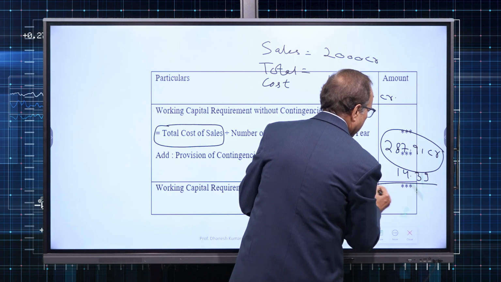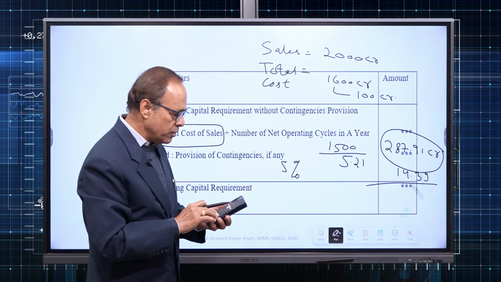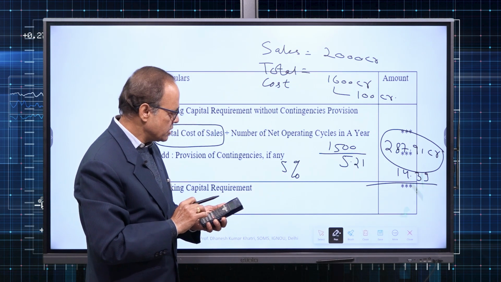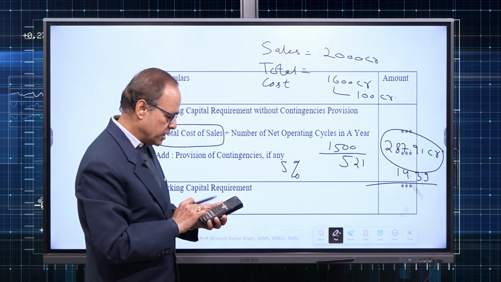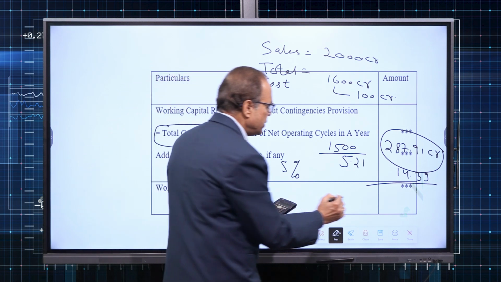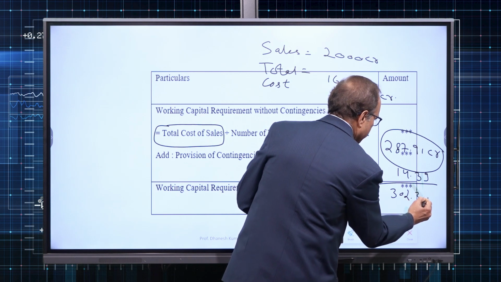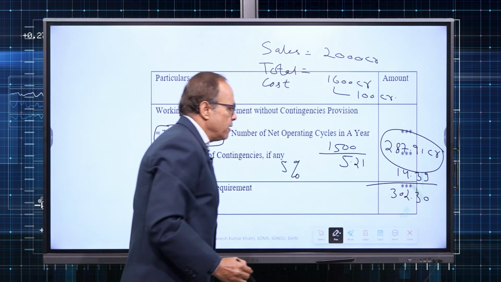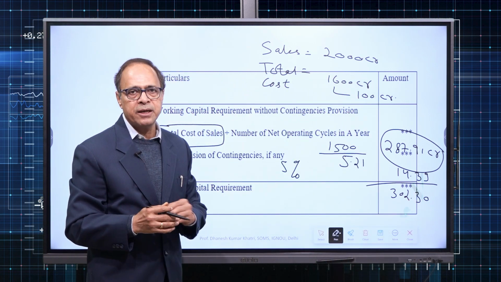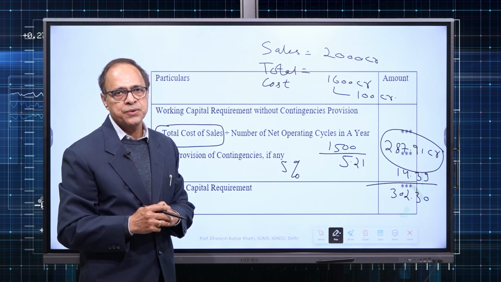14.39. So, sum total of that will be your working capital requirement. So, 302.30. So, that is the way we estimate working capital under operating cycle approach.